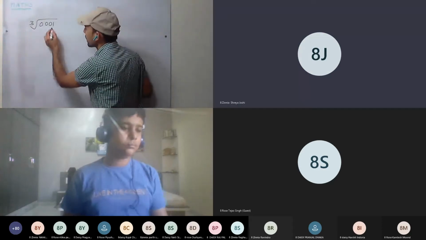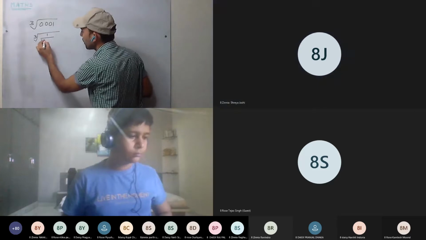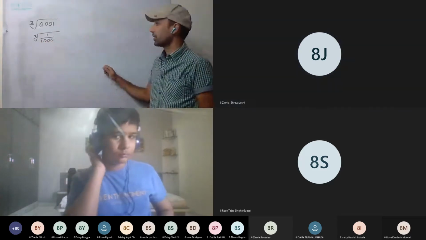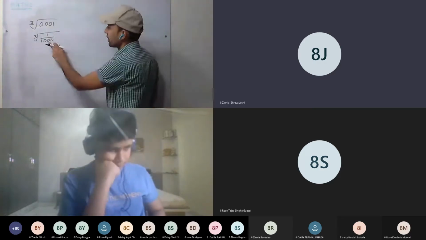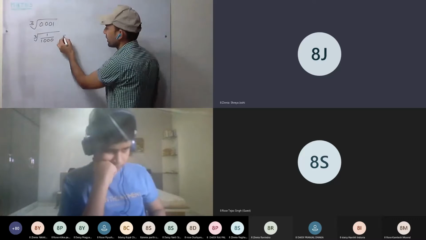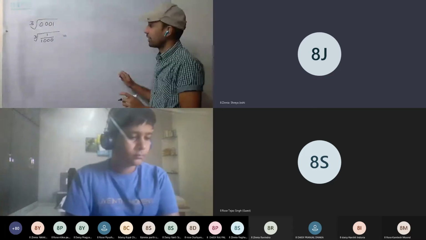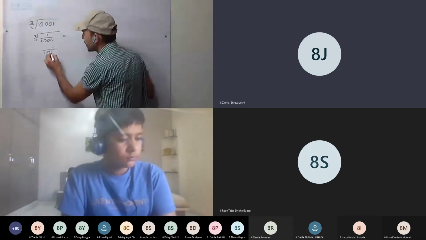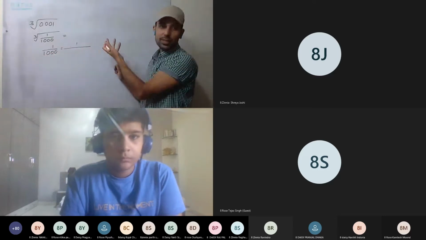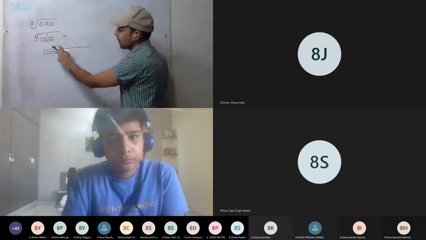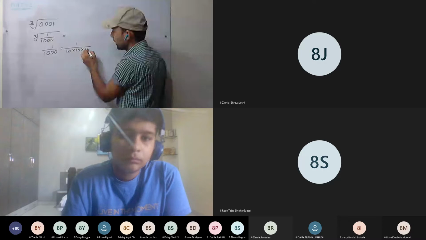Then we will write 1 by 1000. So the cube root of 1 and the cube root of 1000. Cube root of 1 is 1 and cube root of 1000 is 10. So 1 by 10, and 0.1 is the answer. Okay, good. So see, 1 by 1000 can be written as 1 into 1 into 1 over 10 into 10 into 10. There is no need of writing that 1.